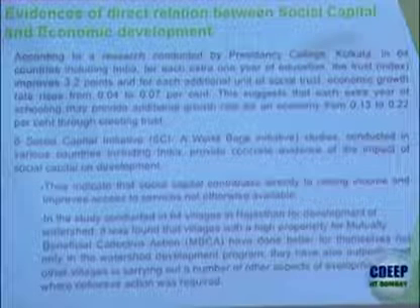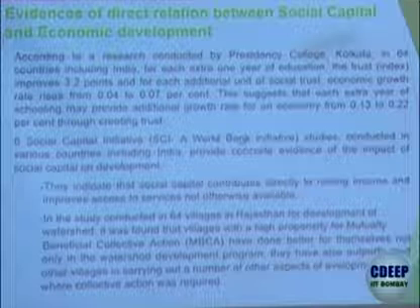Evidence of a direct relation between social capital and economic development. One piece of research was conducted by Presidency College Kolkata in 64 countries, of which India was also a part. The paper was published in 2007. It states that for each extra year of education, the trust index improves by 3.2 points and for each additional unit of social trust, the economic growth rate rises from 0.04 to 0.07%. This suggests that an extra year of schooling may provide additional growth for the economy from 0.3 to 0.22% through creating trust. As the trust factor increases among the local social capital, it amounts to the economic growth of the country.